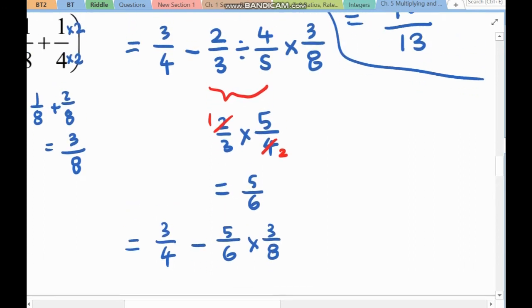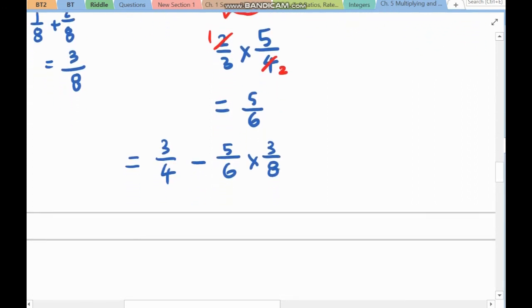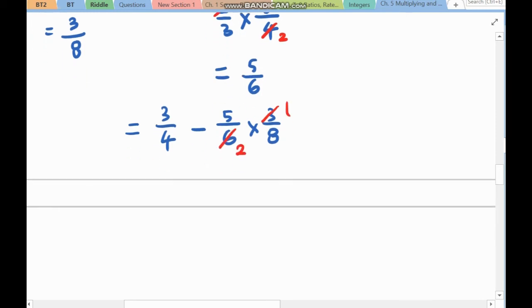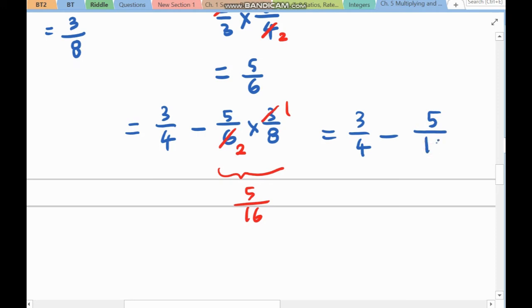Okay, 5 over 6 times 3 over 8. So we're going to multiply it. So before we multiply, we can reduce it. 3 and 6. 3 divided by 3 is 1. 6 divided by 3 is 2. Then that becomes 5 times 1 is 5. 2 times 8 is 16. Then that is 3 over 4 minus 5 over 16.